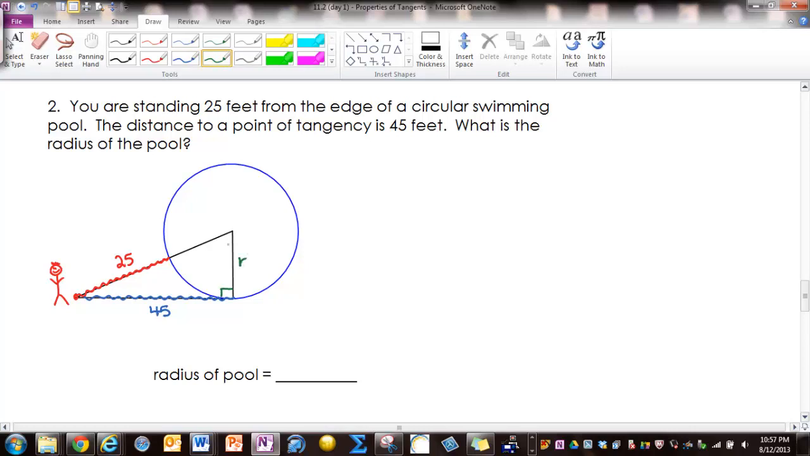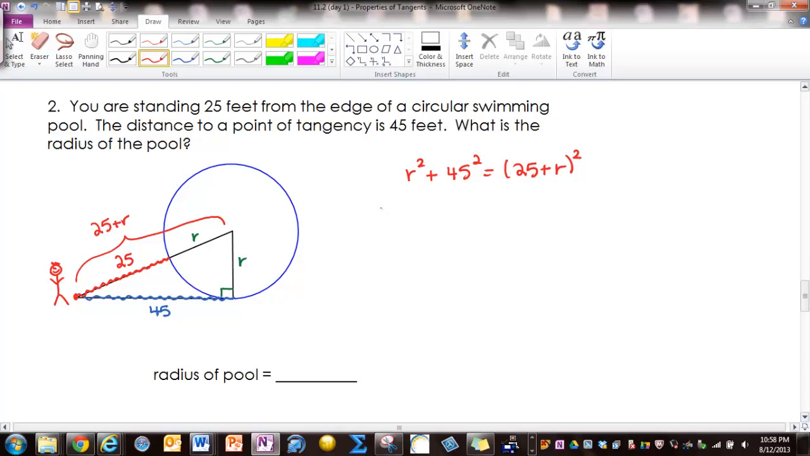And we're asked for the radius of the pool. So I have two radii here. I'm going to call one R there and the other R right there. Before I set up my Pythagorean theorem, I'm going to add these two sides to get the whole hypotenuse, which is 25 plus R. I then set up my A squared plus B squared equals C squared for the Pythagorean theorem. I get R squared plus 45 squared equals parentheses 25 plus R quantity squared.